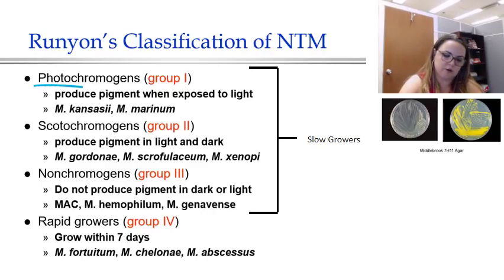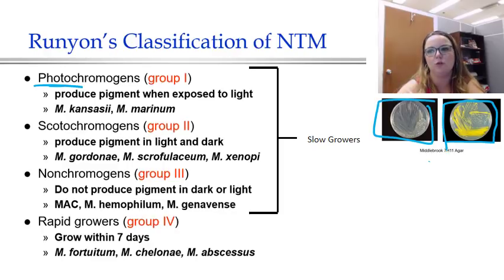So group 1 are your photochromogens, okay? These are slow growers that produce pigment when exposed to light. So if you look over here, this is M. marinum, and you can see that when it's exposed to light, it becomes this brilliant yellow color. While it's in the incubator, it might be clear because there's no light, so it's dark and it might be clear to weak colored. But when it's exposed to light, it gets this brilliant yellow color.